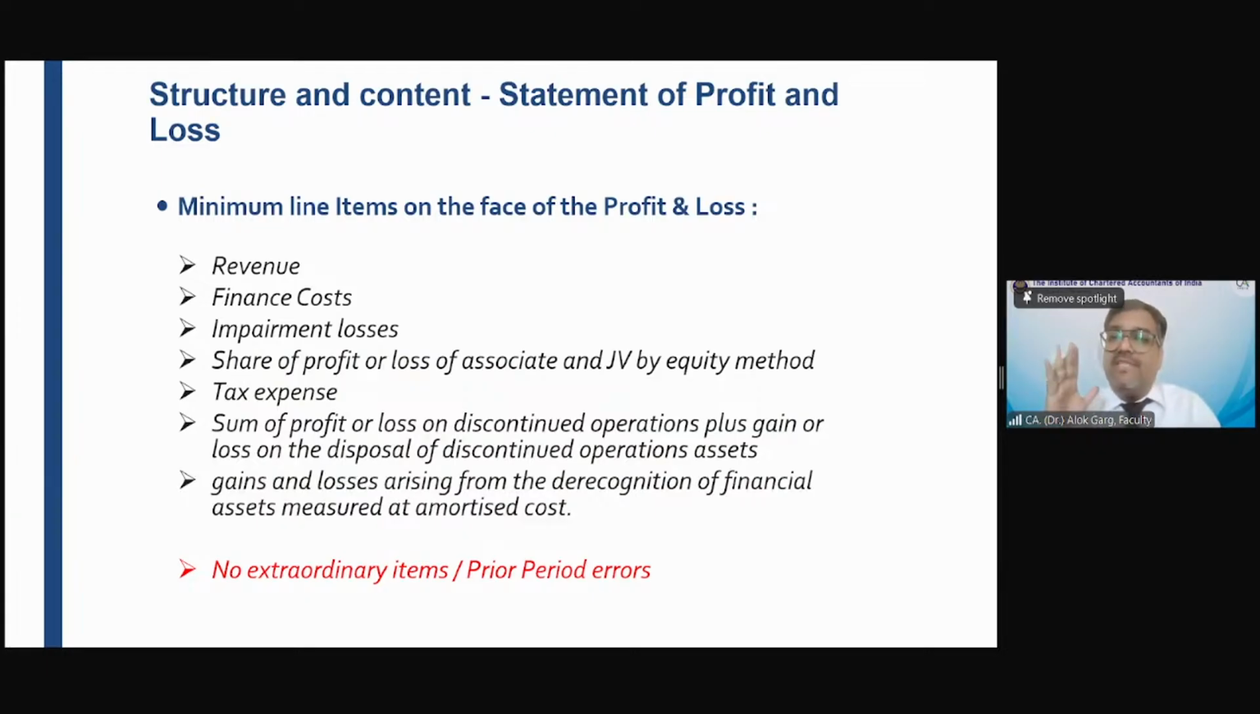While Division 2 to Schedule 3 provides the format of the P&L, Ind AS 1 also provides the minimum line items which have to be there on the face of the profit and loss, right? Friends, in accounting standards there were two words, extraordinary item and exceptional item. But in Ind AS, there is no concept of extraordinary item. There is only the concept of exceptional item.